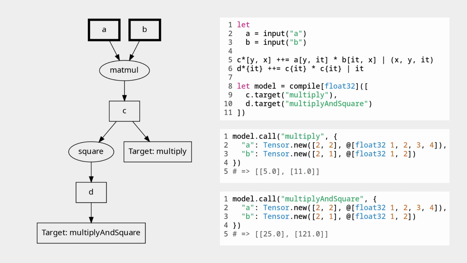Now we can compute the value of the target tensors for given input tensors by using the model.call procedure. You can see that we pass the values for our input tensors as a table literal here.